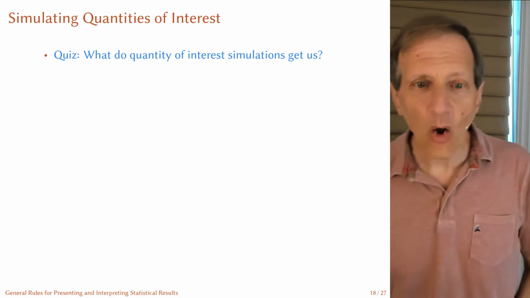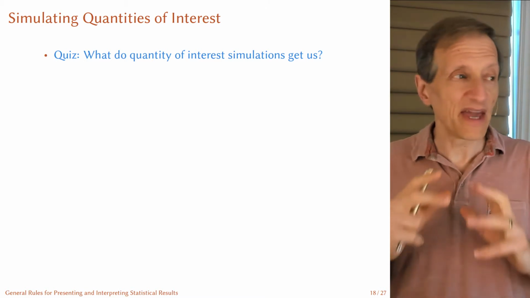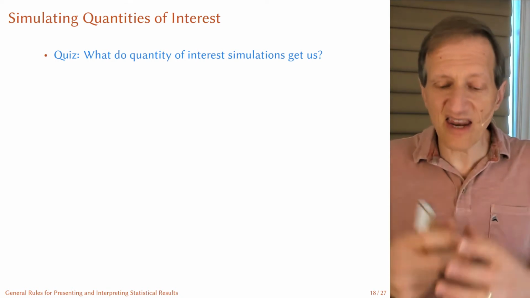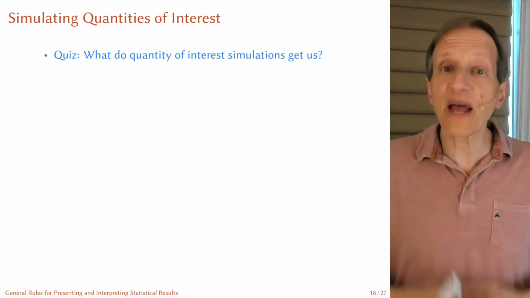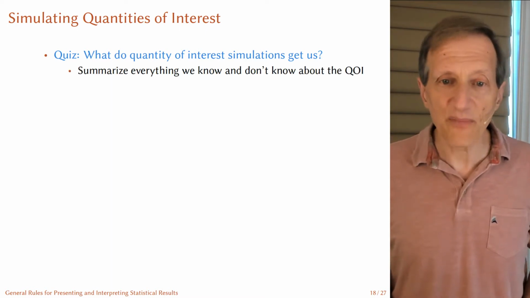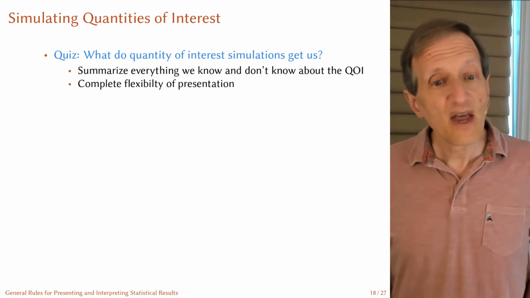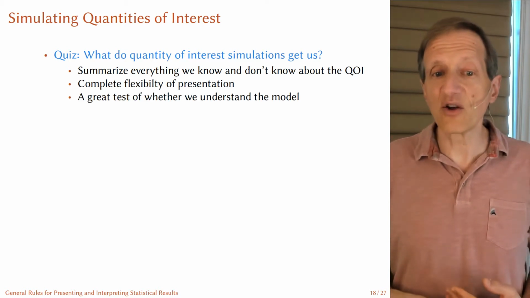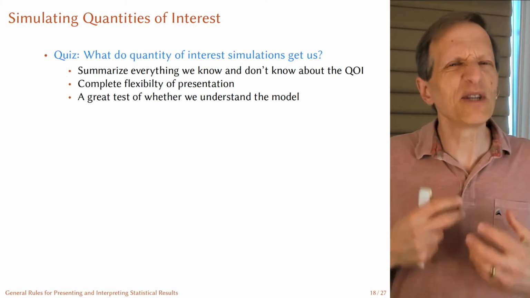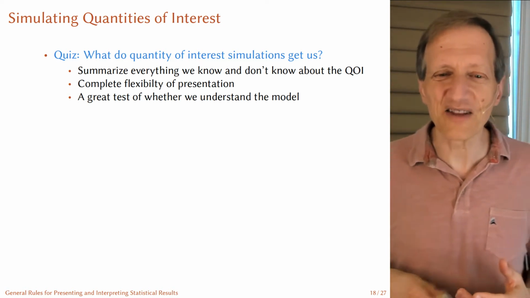So what do quantity of interest simulations get us? They get us complete flexibility. They get us the ability to express our quantity in any format that we wish, in any format that is compelling to our readers, along with uncertainty estimates. That's what they give us, flexibility. They summarize everything we know and everything we don't know about a quantity of interest given the model. They give us complete flexibility of presentation and a great test of whether we understand the model. Because if we can't simulate from the model, then we probably don't understand the model. But if we can, then that's a good way of us figuring out that we really understand the model.